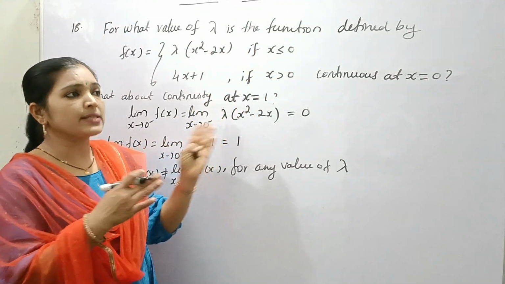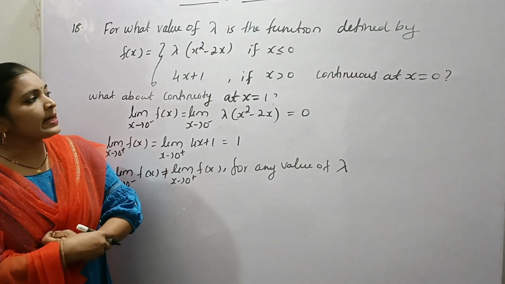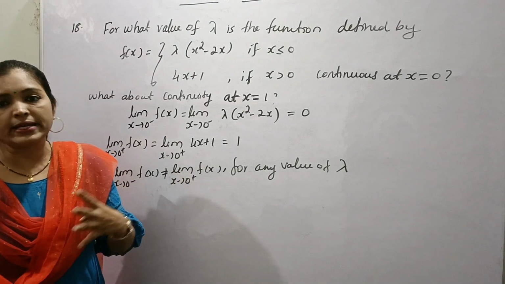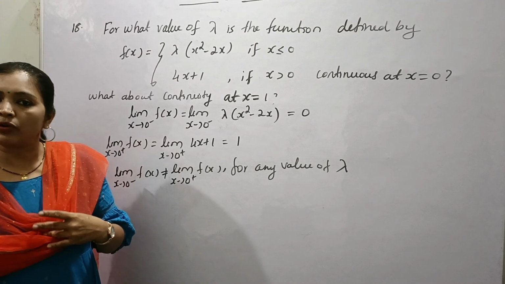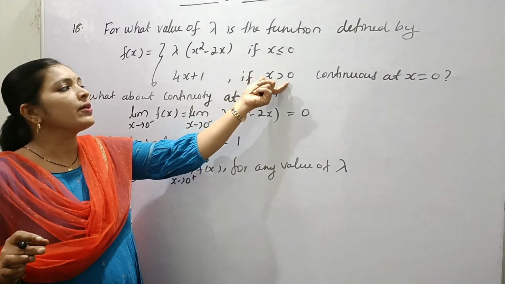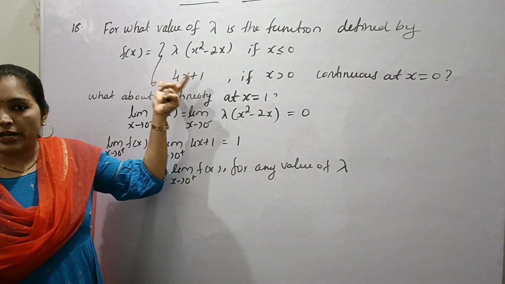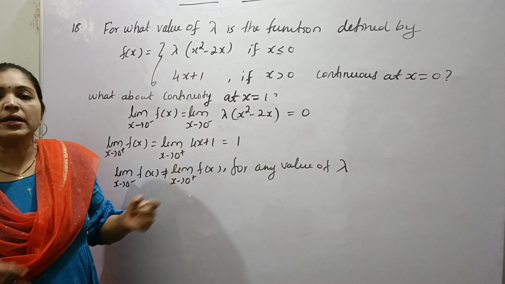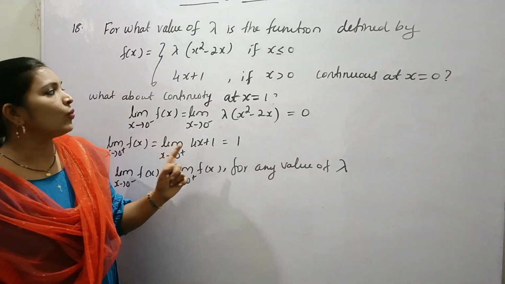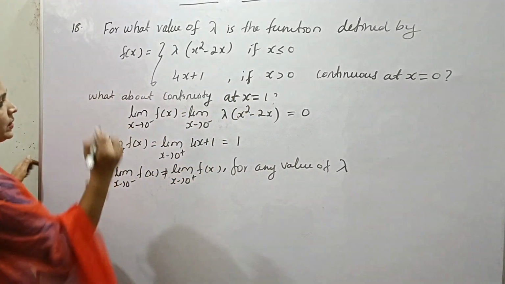Our conditions are x less than or equal to 0, and when x is greater than 0; two functions are here. So at x equals 1, x is greater than 0, because 1 is greater than 0, right? So when x is equal to 1, that means x is greater than 0, and the function is 4x plus 1. This 4x plus 1 is a polynomial function, and we know that a polynomial function is always continuous. Therefore, this function is continuous at x equals 1.